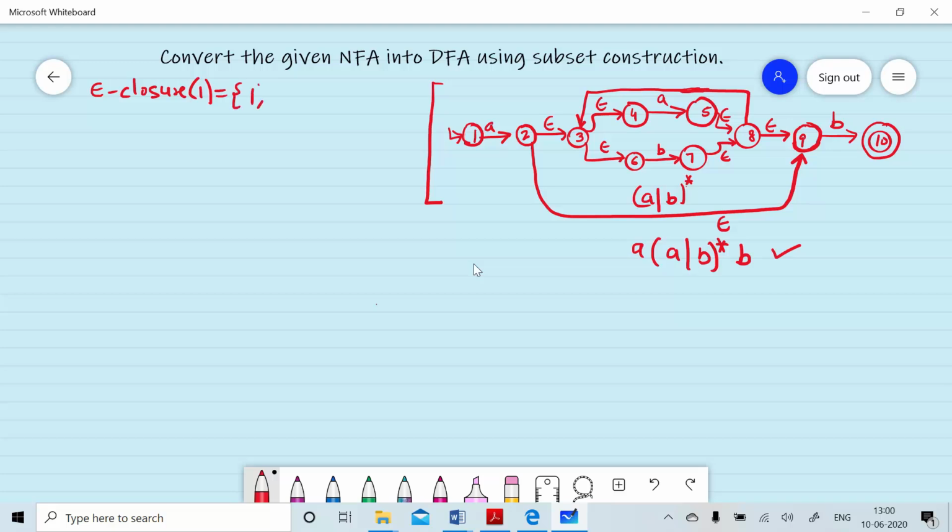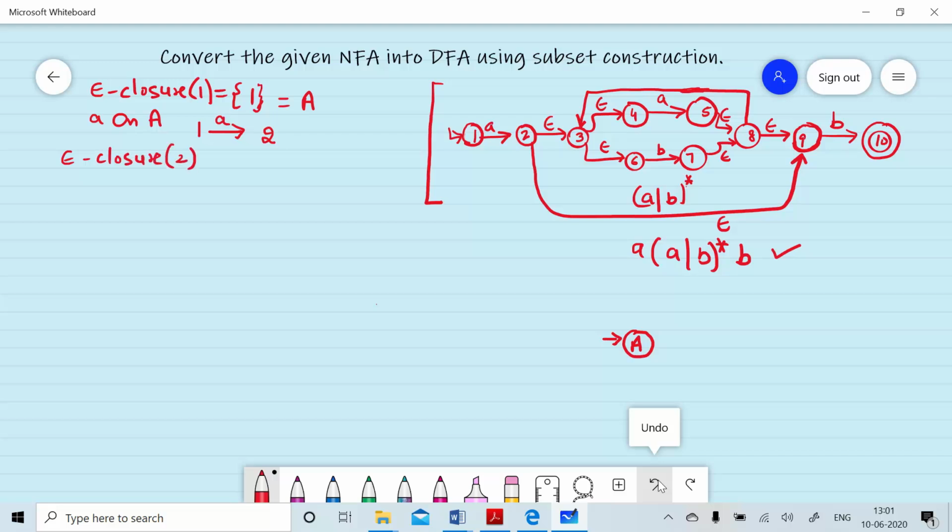There is no null transition from 1. So it will remain 1. We can call it set A. In the DFA, A will be the initial state. Now we will read A on A. Now on reading of A on state 1, we are moving to state number 2. So now we will find out sigma closure of 2.